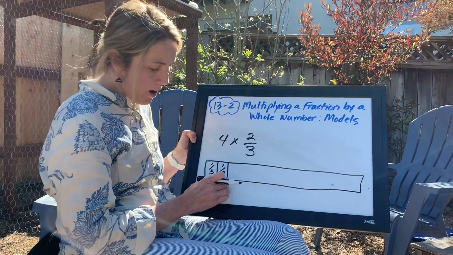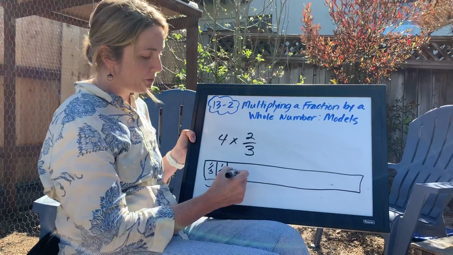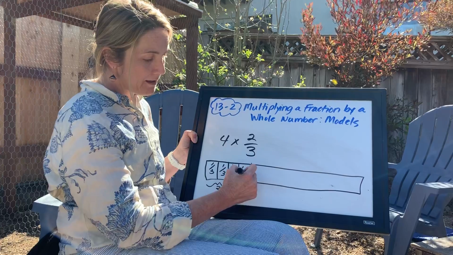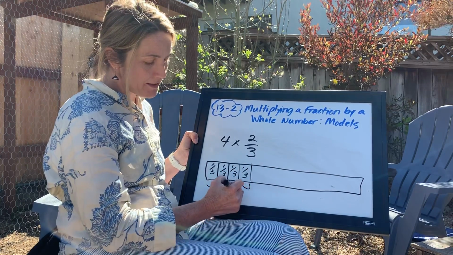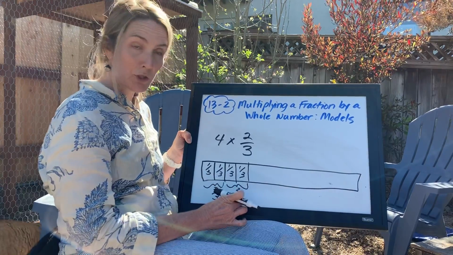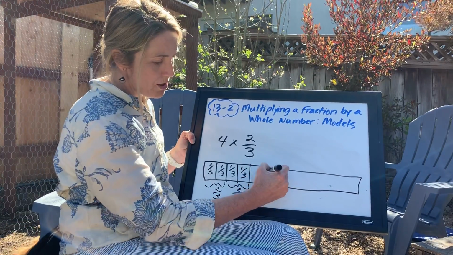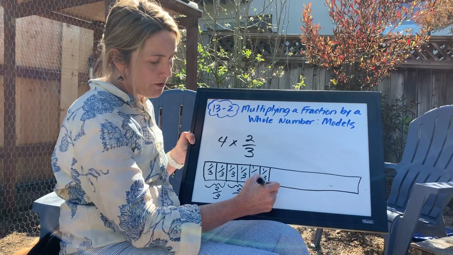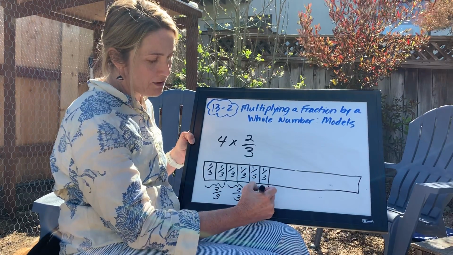So I know there's one person's juice. I'm going to just do another one. Just keep it as even as I can. Here's the second one. So it's now 2 people's juice. Another 2 for my people that are thirsty. So this is another 2/3.